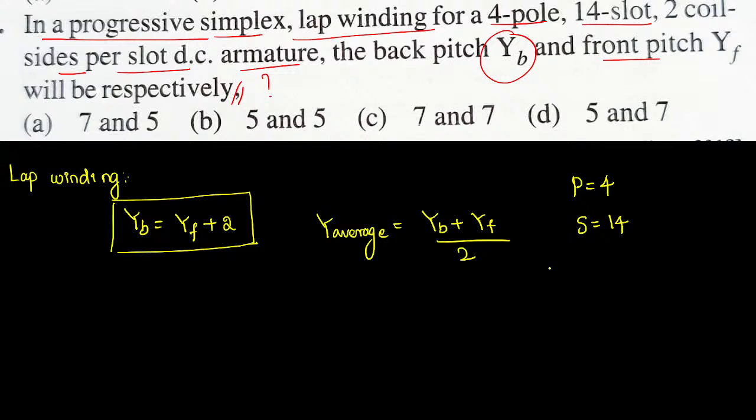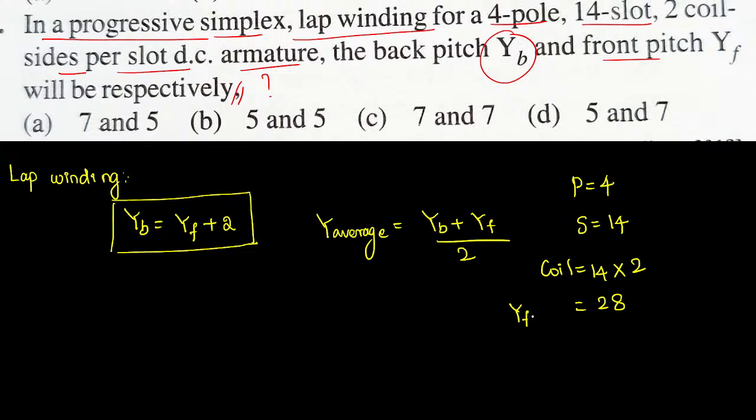And how will you calculate the total number of coils? Number of coils means total conductors given, right? 4 poles, 14 slots, 2 coil sides per slot. So they told the number of coil sides per slot is 2, and the total slots are 14. So totally it becomes 28. Now the next conclusion is this is the total coil sides.